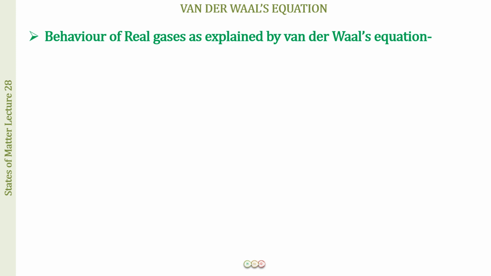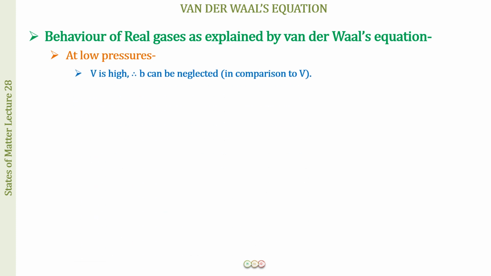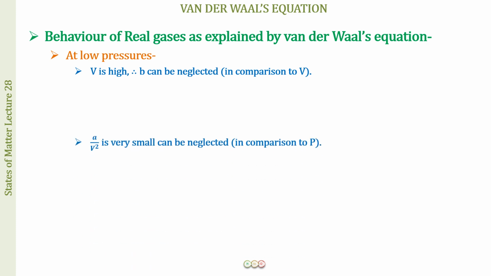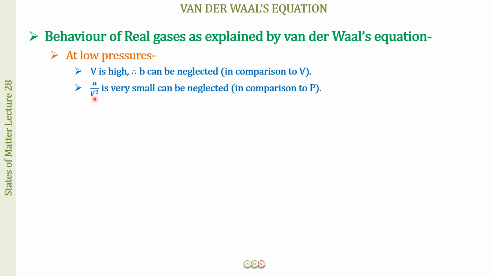Fine. So what we have learned is that at a low pressure, the gas molecules are far away from each other. When they're far away from each other, the volume of the gas is going to be much higher as compared to the volume of the gas molecules. So we can neglect b, the volume of the gas molecules, in comparison to V. Also, we know that the intermolecular forces are going to be negligible, so we can also neglect a by V square, which is very small in comparison to P.